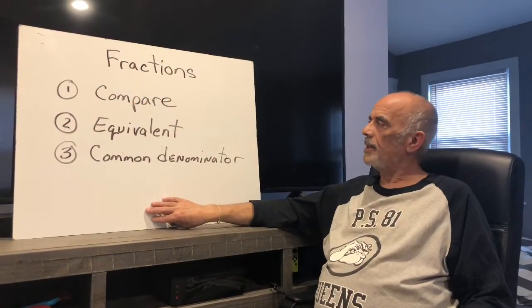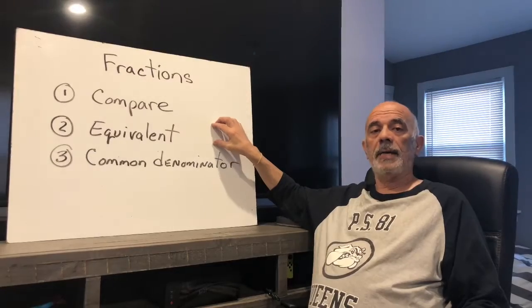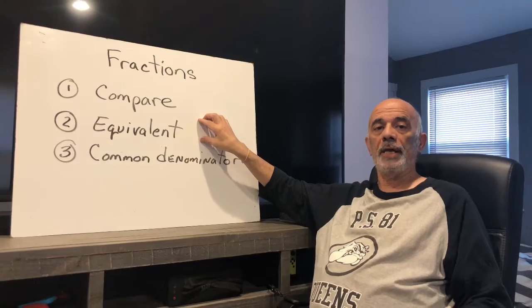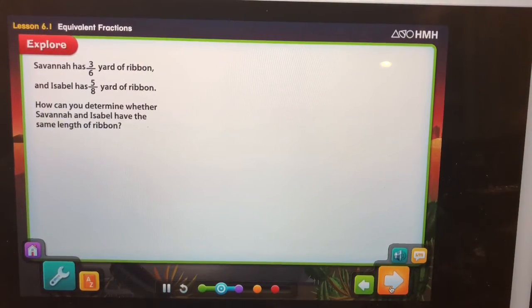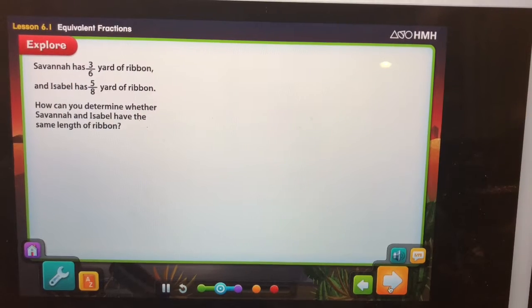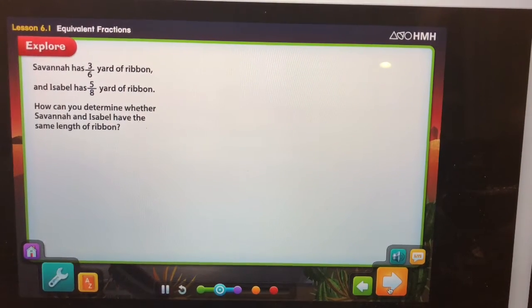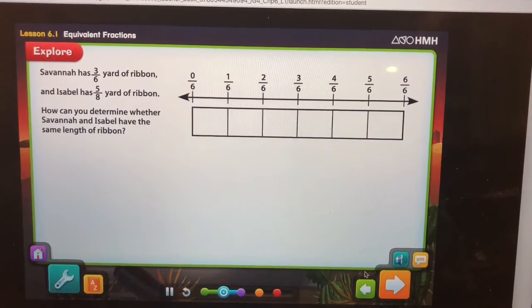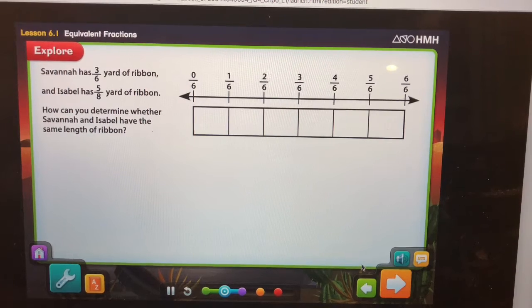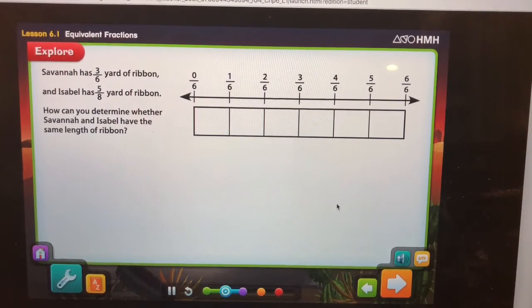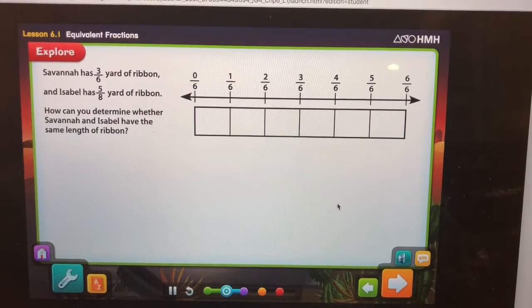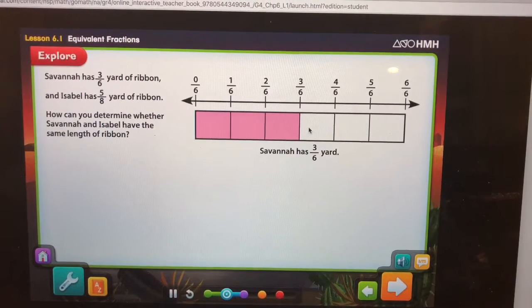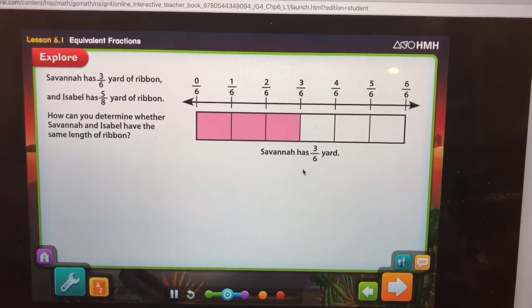For the second part of this lesson, we're going to use models to find out if fractions are equivalent. Savannah has 3/6 yards of ribbon, and Isabel has 5/8 yards of ribbon. How can you determine whether Savannah and Isabel have the same length of ribbon? We can use models to compare the lengths of ribbons that Savannah and Isabel each have. Here's a model that represents 1 yard of ribbon divided into 6 equal pieces. Savannah has 3/6 yard of ribbon, or 3 of the 6 pieces of the model.